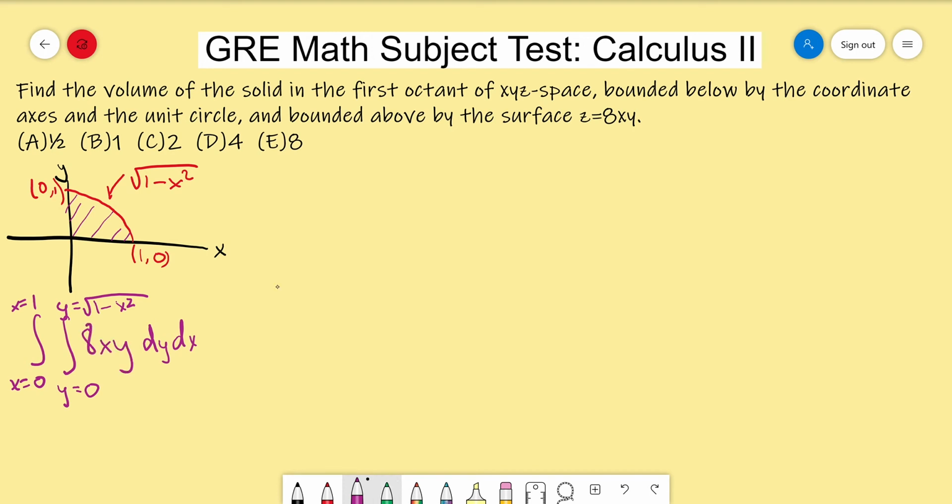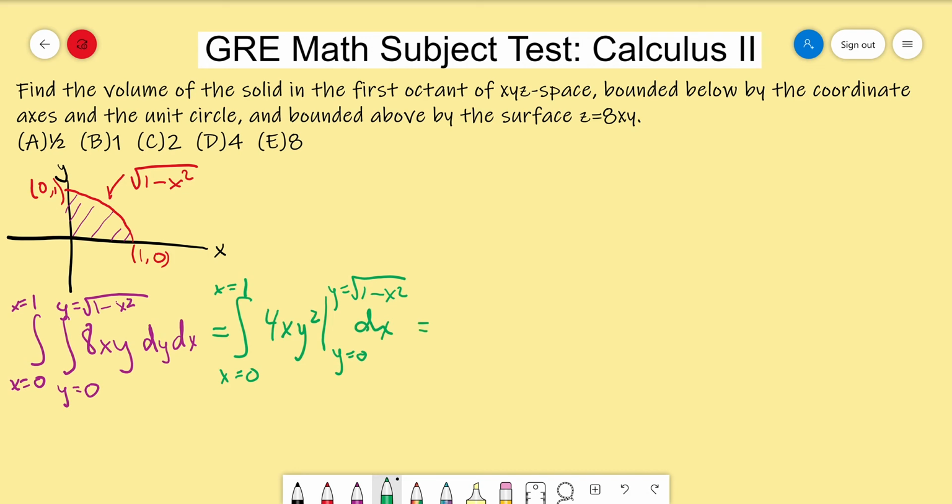Alright, so now we just have to solve this integral and evaluate it. Let's do the inside integral first. So leave the outside the same, x equals 0 to x equals 1. And what we'll get is the integral of 8xy with respect to y is going to be 8xy squared over 2. So that's just going to be 4xy squared, and we're going to evaluate that from y equals 0 to y equals square root of 1 minus x squared. Okay, and all this is dx.